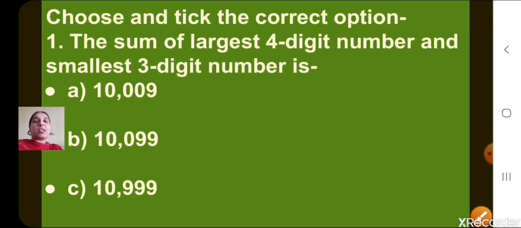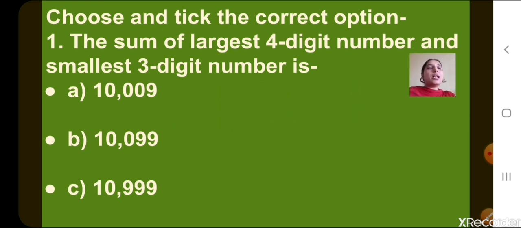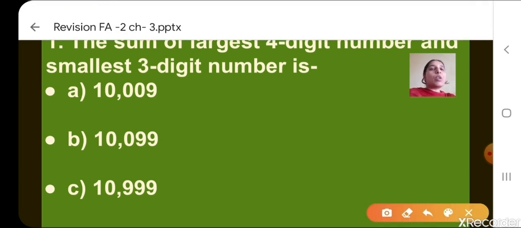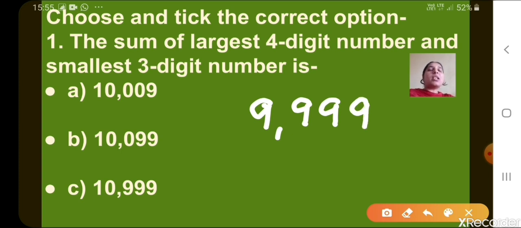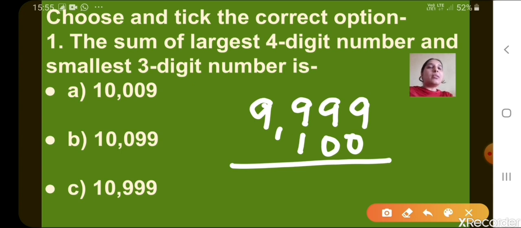Now you have to answer. Okay? The question is, choose and tick the correct option. So question number 1 is the sum of largest 4-digit number and smallest 3-digit number. So do you know, children, what is the largest 4-digit number? Yes, it's 9,999. And what is the smallest 3-digit number? Tell me. Yes, it's 100. So let's add them to get the sum.